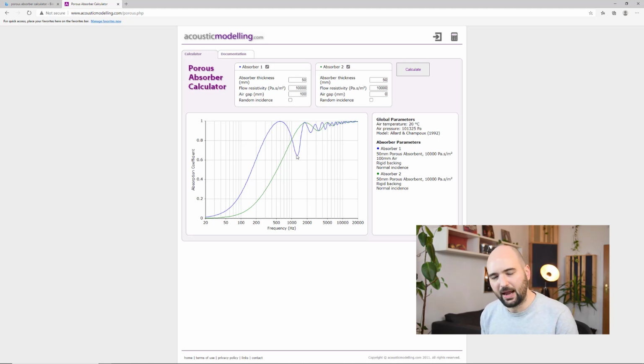And that's the main thing to understand about an air gap, right? You get the benefit of added low frequency absorption, but if you make the air gap too large in relation to the material core, you'll start seeing a drop in absorption in the mid frequencies. So where does that leave you?